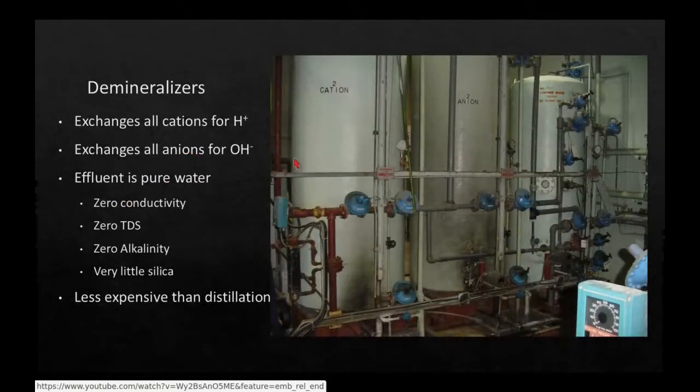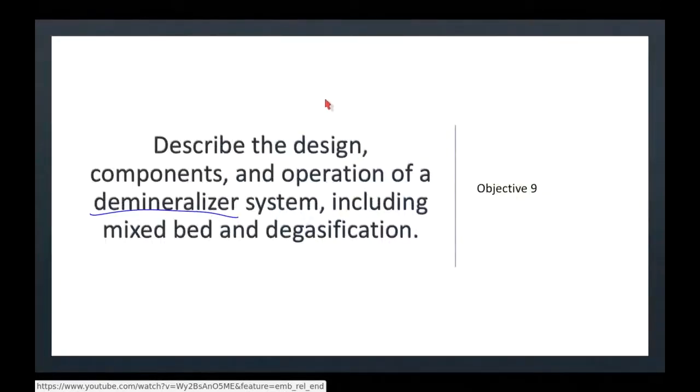So here you can see, this is the place where I used to work, Selkirk Generating Station. So what we have is a cation exchanger, and we've got an anion exchanger, followed by a mixed bed exchanger. So we're going to take a look at each one of those. So what we have is a system that exchanges all of the cations for hydrogen. So it's a hydrogen zeolite softener. And then it exchanges all of the anions for hydroxyl ion.